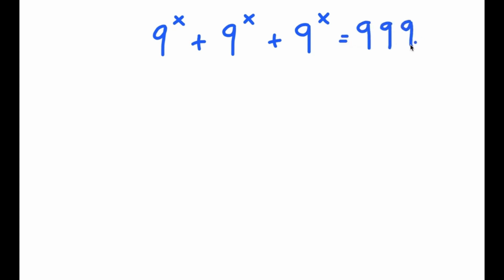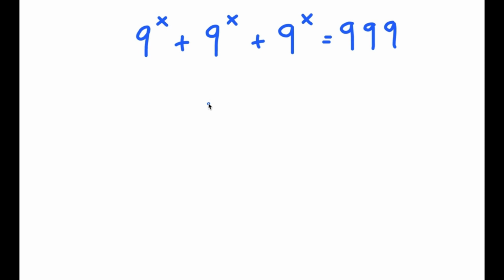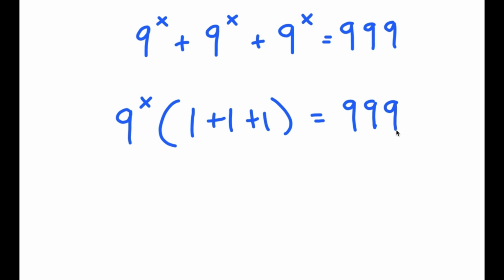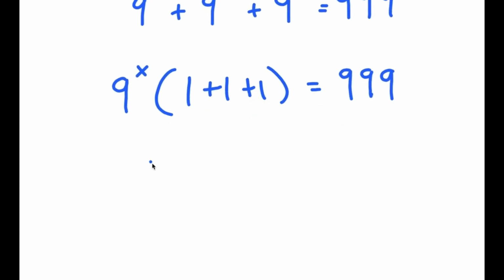Alright, so in this video, I'm going to solve the equation 9 to the power of x plus 9 to the power of x plus 9 to the power of x is equal to 999. So to solve this, I'm going to first start by factoring out 9 to the power of x on my left-hand side. So I get 9 to the power of x times 1 plus 1 plus 1 is equal to 999. Now 1 plus 1 plus 1 is 3, so I get 9 to the power of x times 3 is equal to 999.